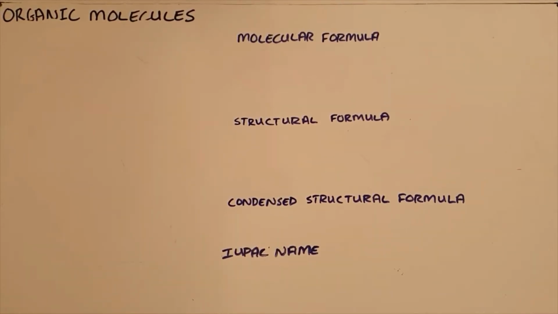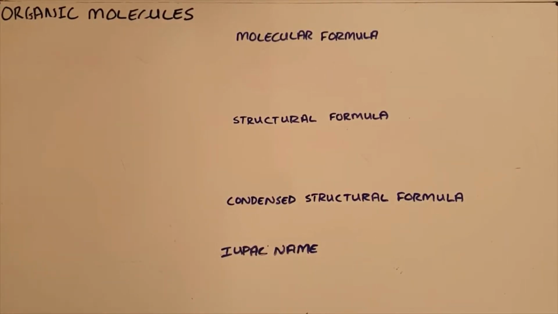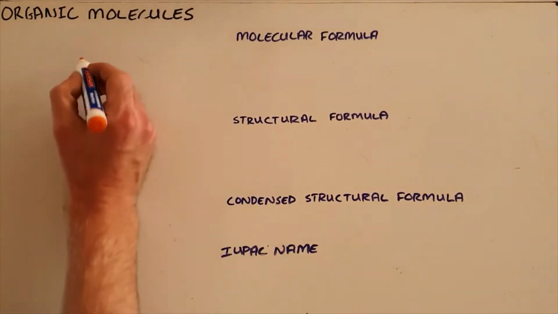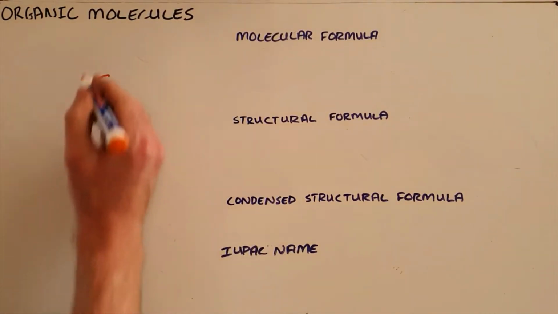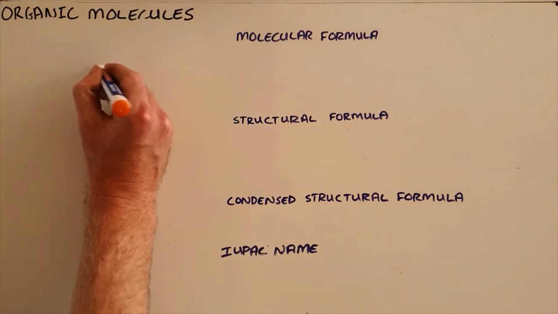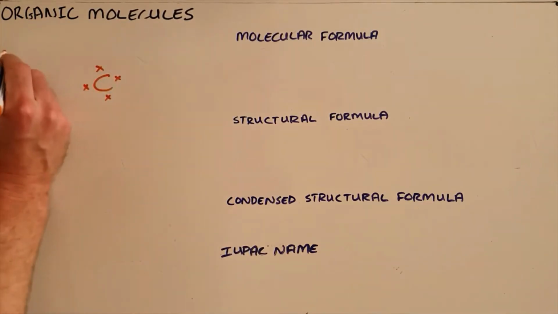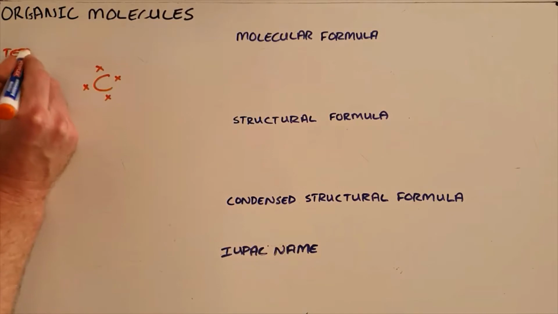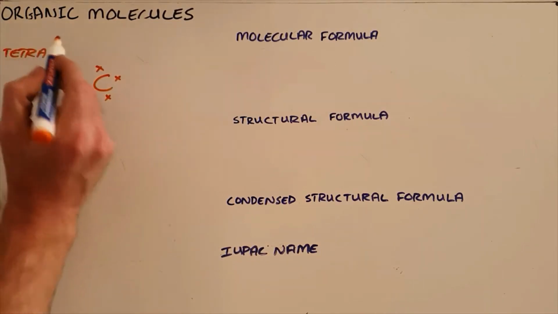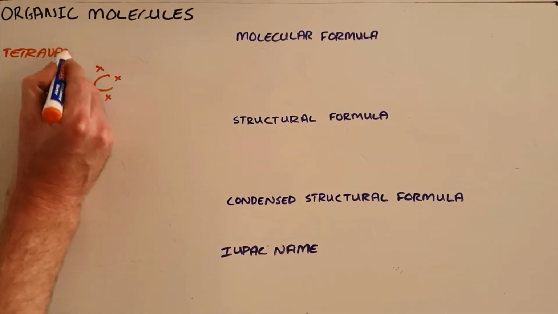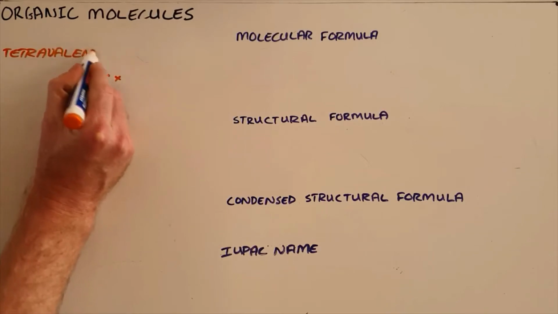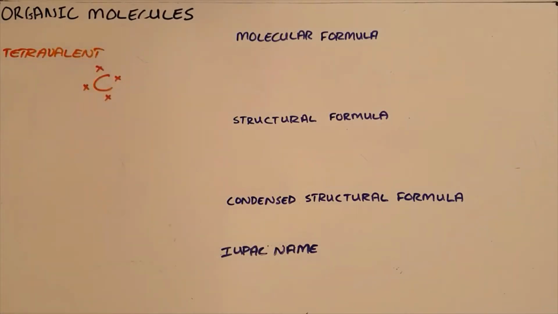Organic molecules are molecules that are made up largely of carbon, but can also contain various other elements and types of bonds. The reason why carbon is the fundamental basis for organic chemistry and organic molecules is because we say that carbon is tetravalent. Tetravalent refers to its valency, saying that it has 4 valence electrons and as a result is able to form 4 bonds.